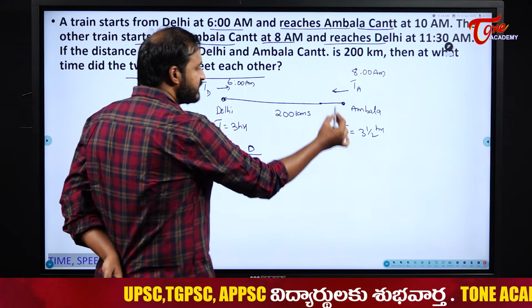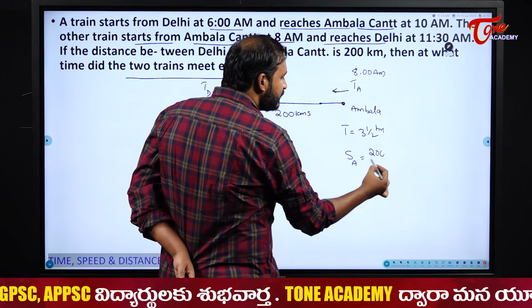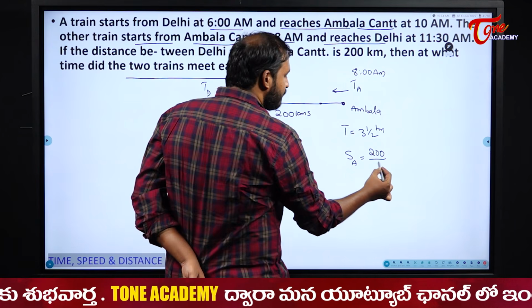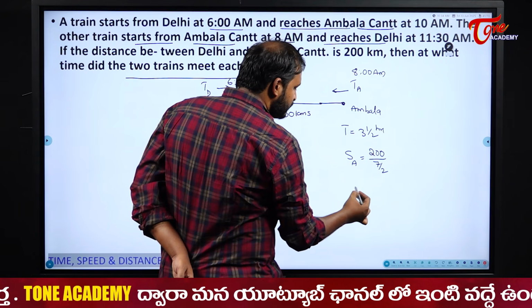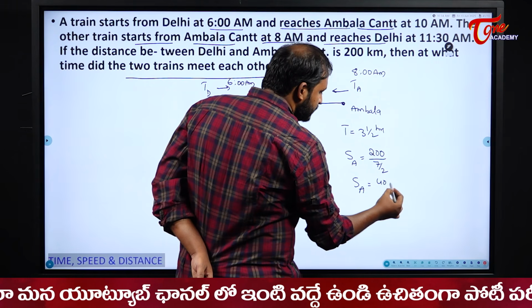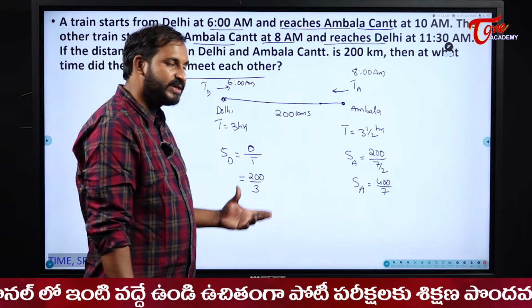Now next, what is the speed of the train from Ambala? Distance is 200 and it is taking 3.5 hours. That means I can write this as 7 by 2. So the speed of the Ambala train is 400 by 7. These are the two speeds which we have here.